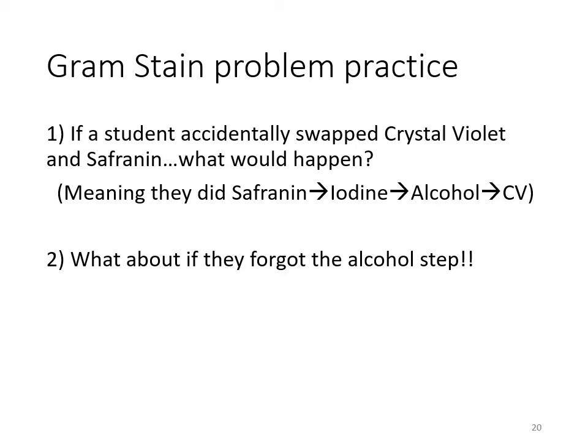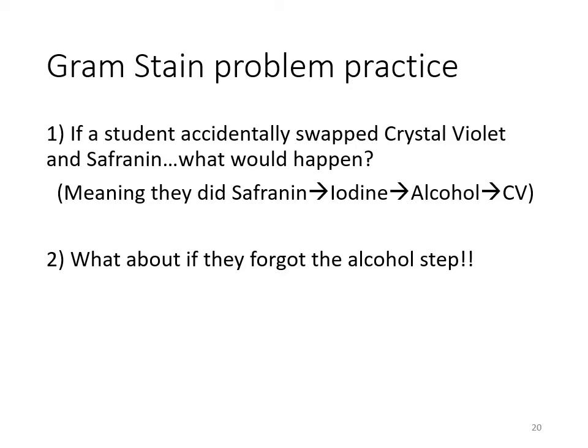In the second example, we ask, what if they forgot the alcohol step? If they forgot the alcohol step, once again, go step by step to what they're doing and see what would happen. So they remembered the first step, which is normally crystal violet, so all of their cells turn purple. They then add iodine, which is the second step, and that helps trap the purple color in. But now, without the alcohol, what doesn't happen? Well, Gram negatives never lose their color, so everyone still has purple inside of them.